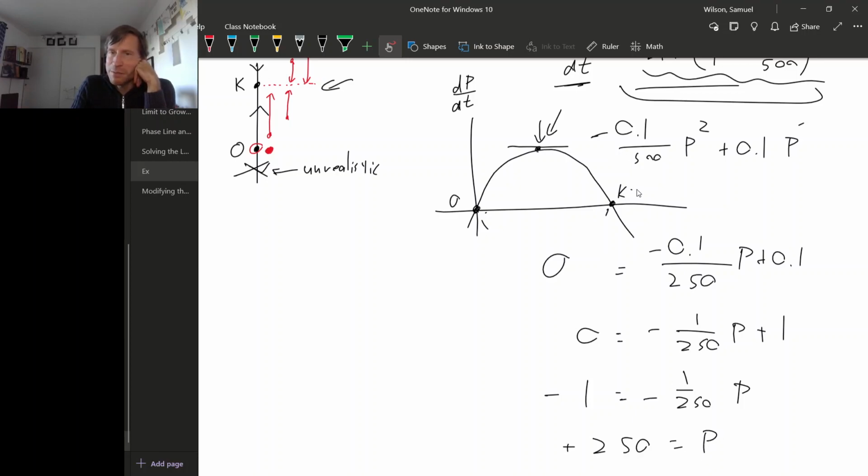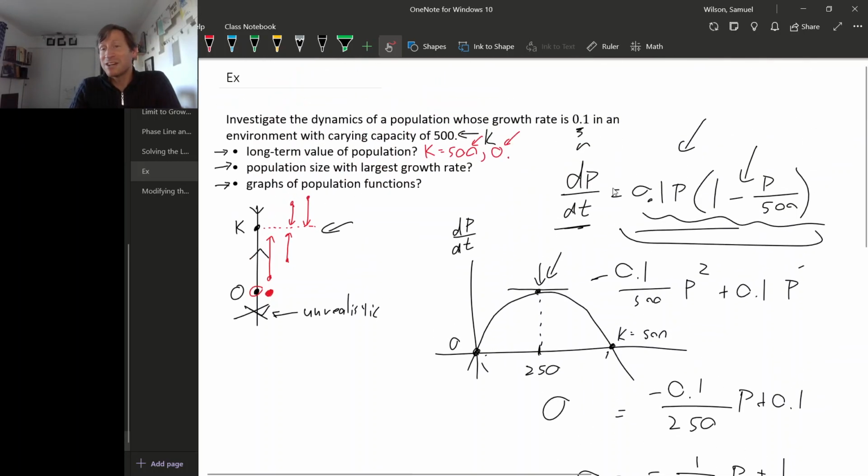Right? And our carrying capacity was 500, so sure enough, halfway between 0 and 500 is this population value that gives us the largest growth rate. So just with this differential equation, without actually solving it, we can find where the equilibrium solutions are, where solutions increase, where solutions decrease, and where the rate of largest growth is.